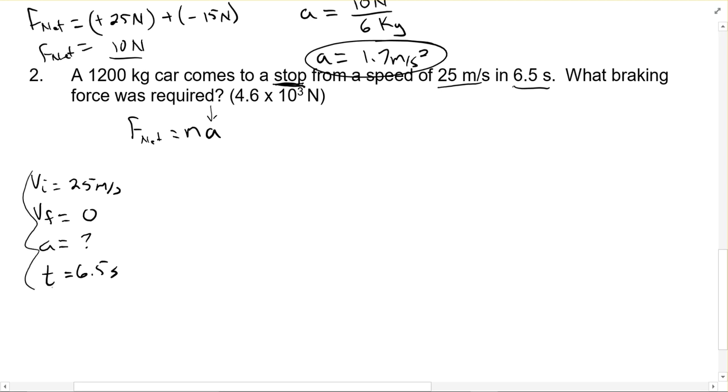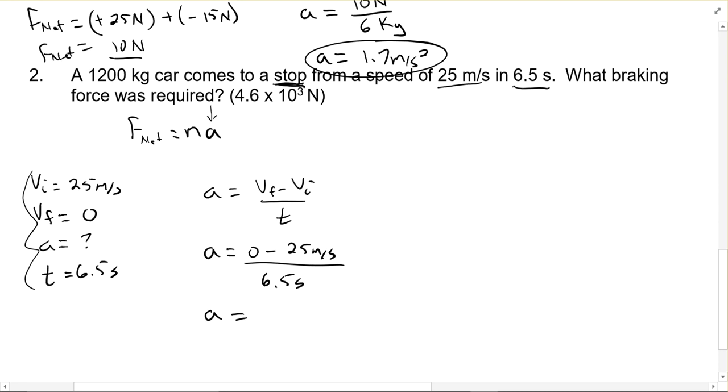So if we do that, the acceleration, so A, is going to be equal to VF minus VI over T. So A is going to be equal to 0 minus VI was 25 meters per second. My time was 6.5 seconds. So my acceleration is going to be negative 3.846 meters per second squared. And I just left the digits long because this isn't my final answer, right? I'm just going to leave these kind of longer than I normally would.